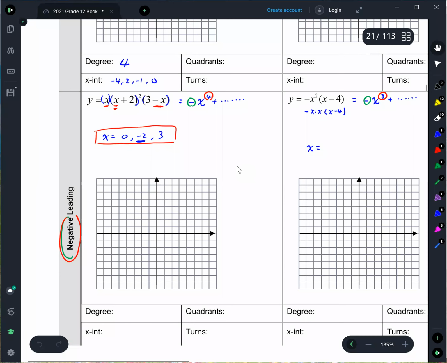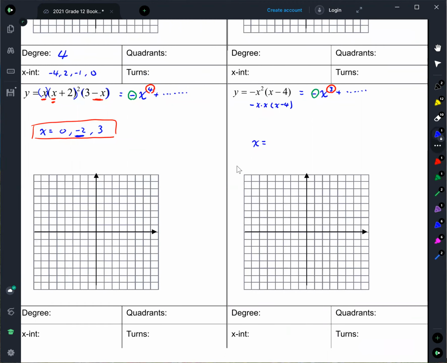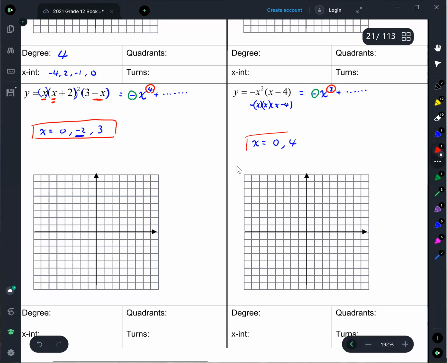Okay, so we're gonna do the same thing on the right side. What do you think the x-intercepts are? Negative 0... wait, no, just 0. Yeah, okay, you can look at the brackets. Negative 0 is the same as 0, right? Negative just stays outside. It's not part of the x. So we have 0. What else? 4. Anything else? I think that's it. Yeah, very good. So for this one, only 2 x-intercepts.